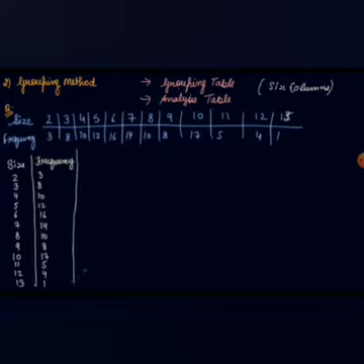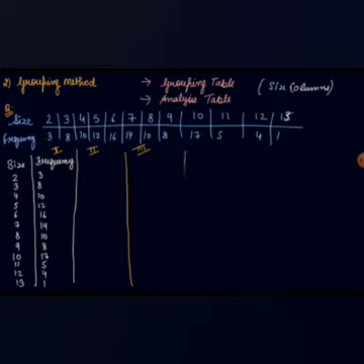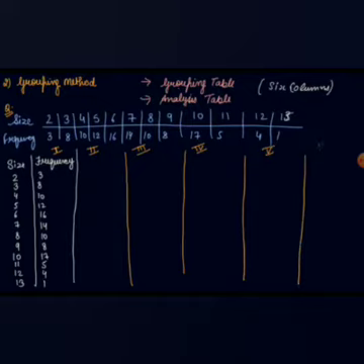Then you make the 6 columns. So the frequency column is your first column. Then you make the second column, then the third column, then the fourth column, then the fifth column. And then comes your sixth column. Now in the first column, this is the simple frequency.